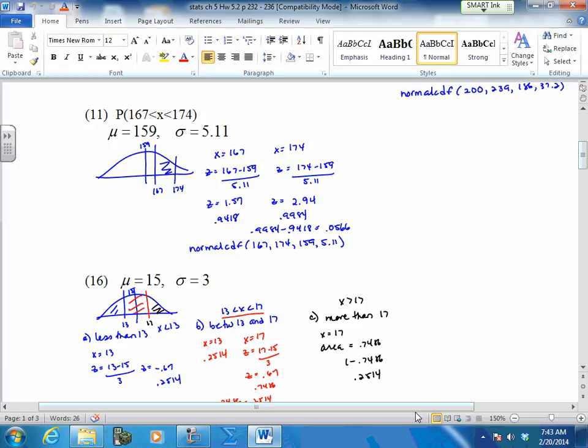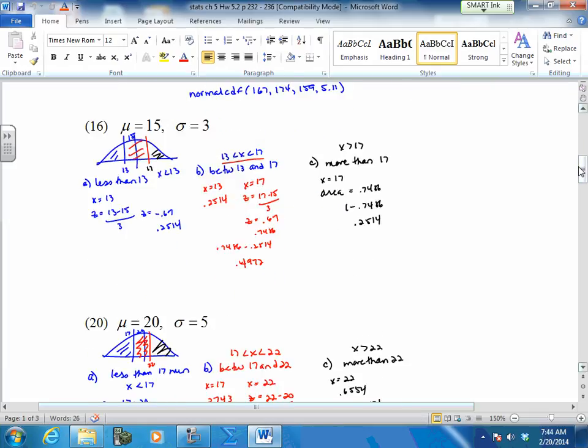Okay, number 11. Still a chart, right? We're still in the chart. We get a chart here, and they want to know between 167 and 174. A lot of this is repetition, and I realize that. But once you establish a pattern in your work, it gets a lot easier. Your sketch, your probability statement, your z-scores, your areas, it's kind of repetitious, but it's going to help you develop something here. So for each x, you find your z-score, find your areas, and subtract your areas. You're looking at a small area. Stop me if you have any questions.